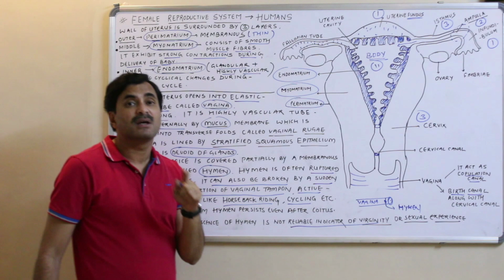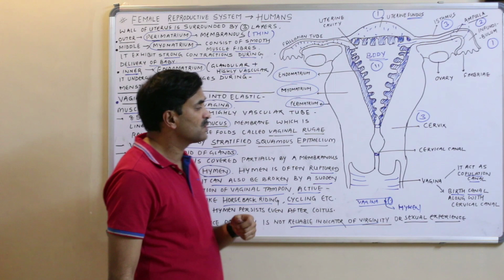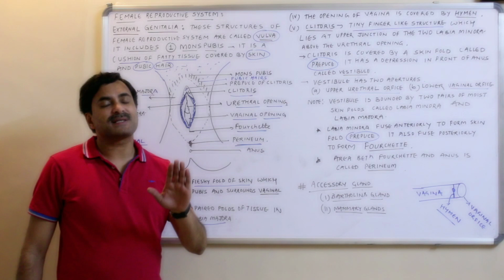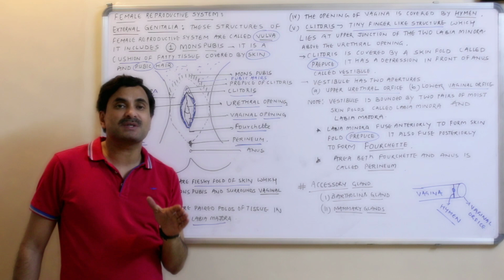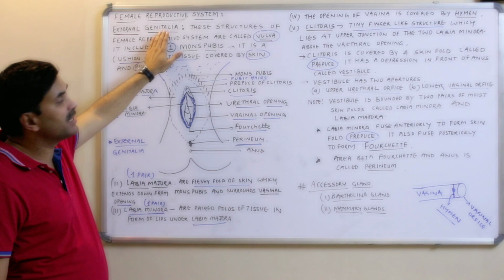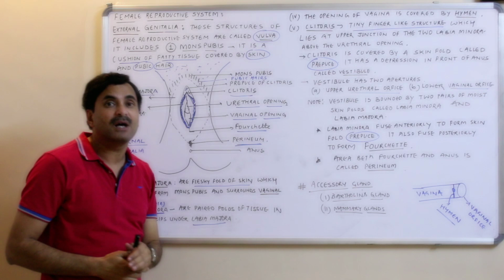One is the external genitalia, and the last part is the accessory glands such as the mammary glands. So now let's have a look at the external genitalia. Now we are discussing a very important section of the female reproductive system, known as the external genitalia. Basically, it is called external genitalia because these structures are found outside the body of the female. These structures are collectively called the vulva. This entire section which I have drawn is called the vulva or the external genitalia.